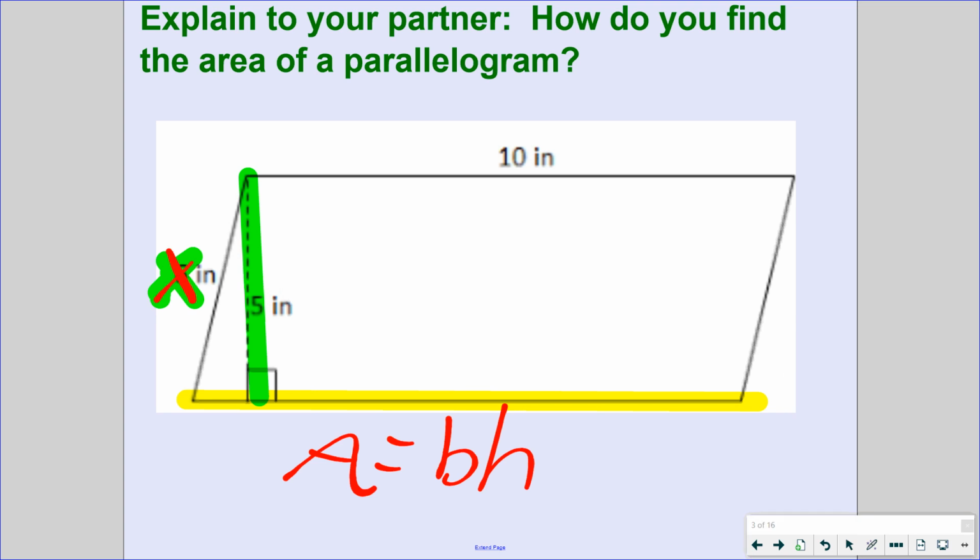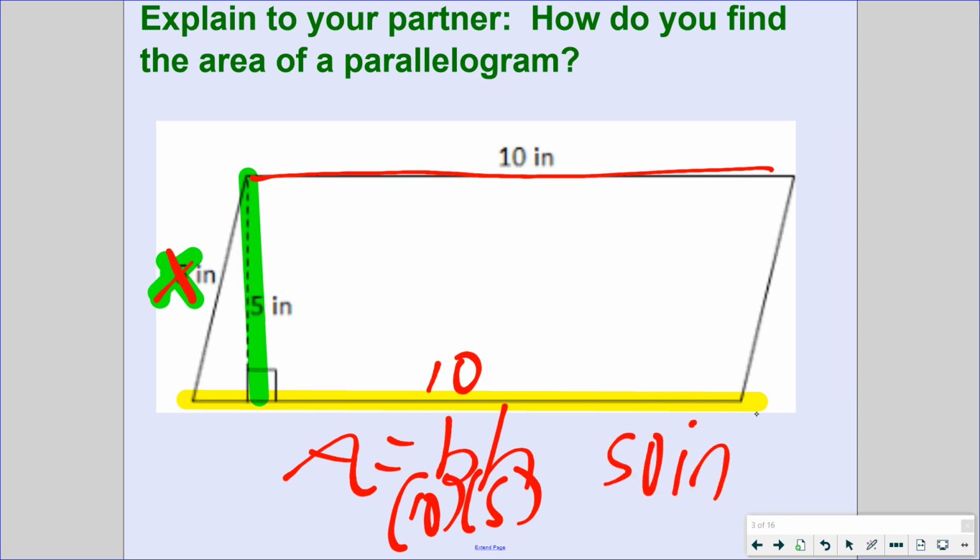But there's no number for the base. Is this length the same as this? I believe so, because if you flip it around and rotate it around, it is the base. So 10 times 5, why did I write it in parentheses? It's another version of multiplication, is 50 square units.